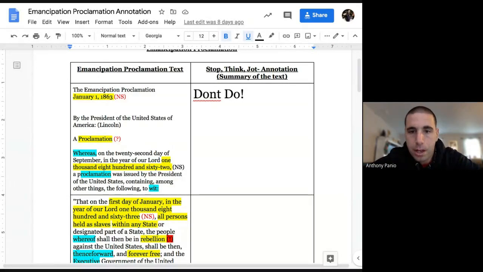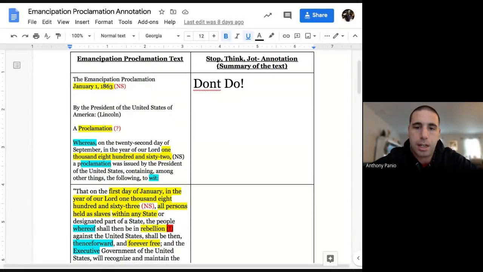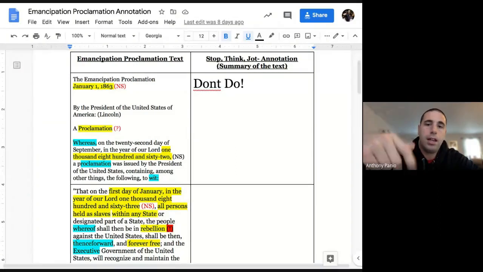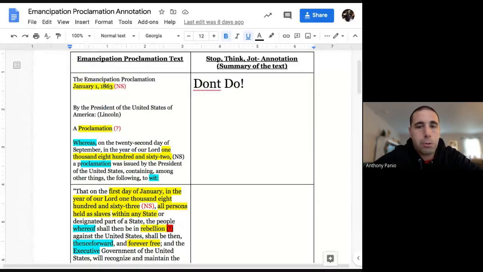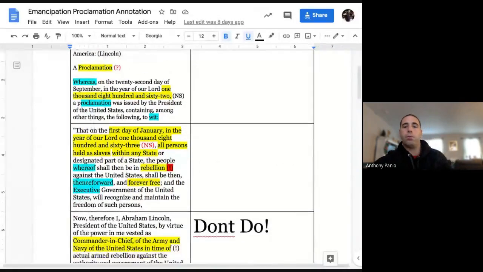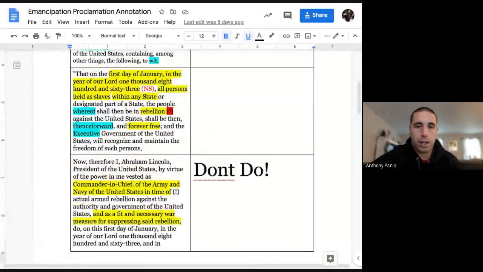Whereas on the 22nd day of September in the year of our Lord, 1862, a proclamation was issued by the President of the United States containing, among other things, the following, to wit. So on September 22nd, 1862, Lincoln wrote this proclamation. He signed it, and it's to go into effect on January 1st, 1863, which, if you're looking at home, is pretty much halfway through the war. Okay, so this is the middle of the war.